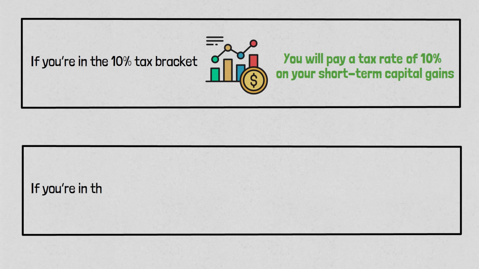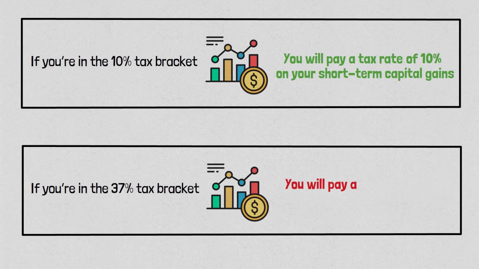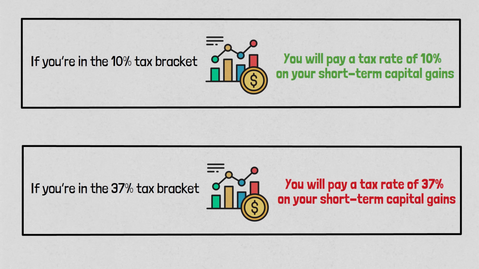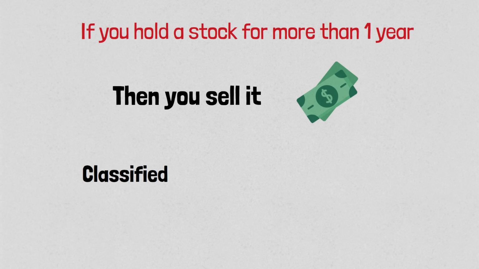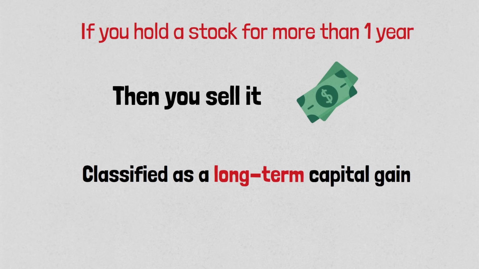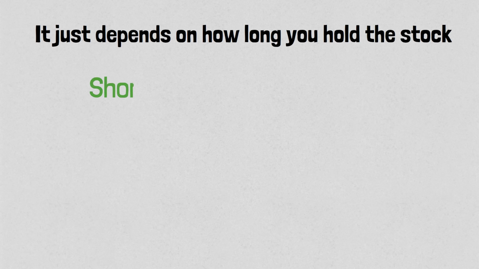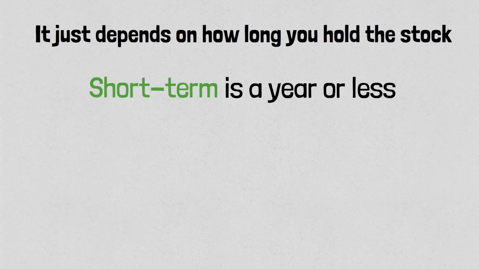If you're in the 37% tax bracket and you make money in the stock market, then you will pay a tax rate of 37% on your short-term capital gains. But if you hold the stock for more than 1 year and then you sell it for a gain, then it will be classified as a long-term capital gain. So it just depends on how long you hold the stock. Short-term is a year or less.